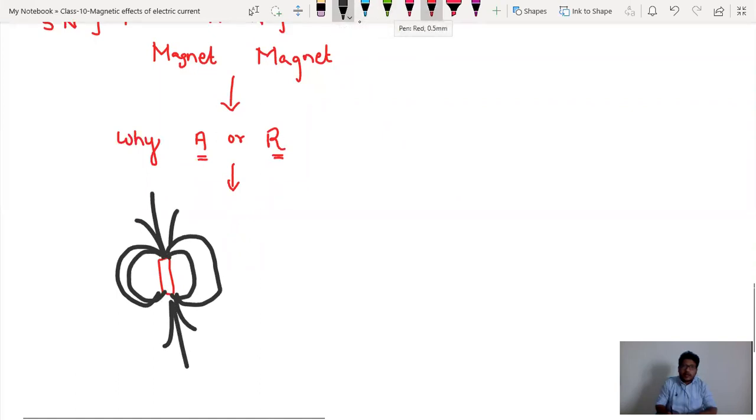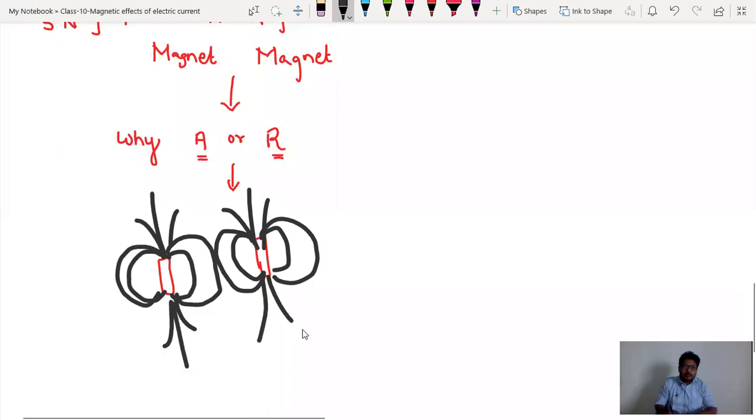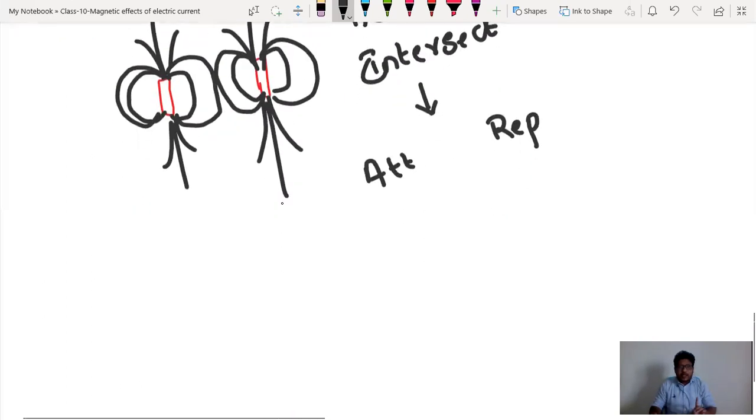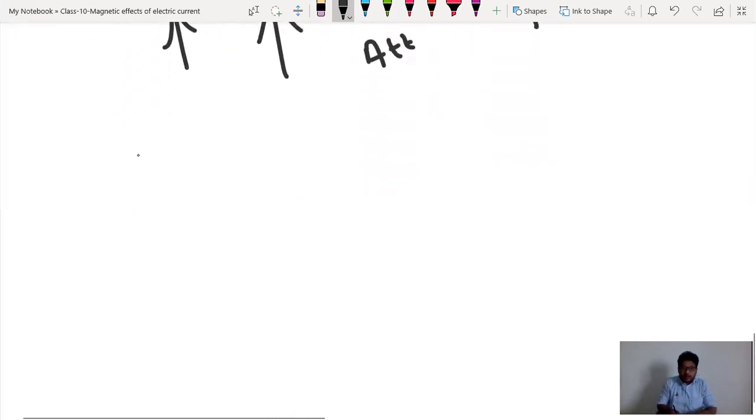If you take another magnet, for this magnet also there will be a magnetic field, and two magnetic fields or two magnetic field lines never intersect, never intersect. Because of this property, there will be either attraction or repulsion. Same thing you can consider in the example of a circuit.